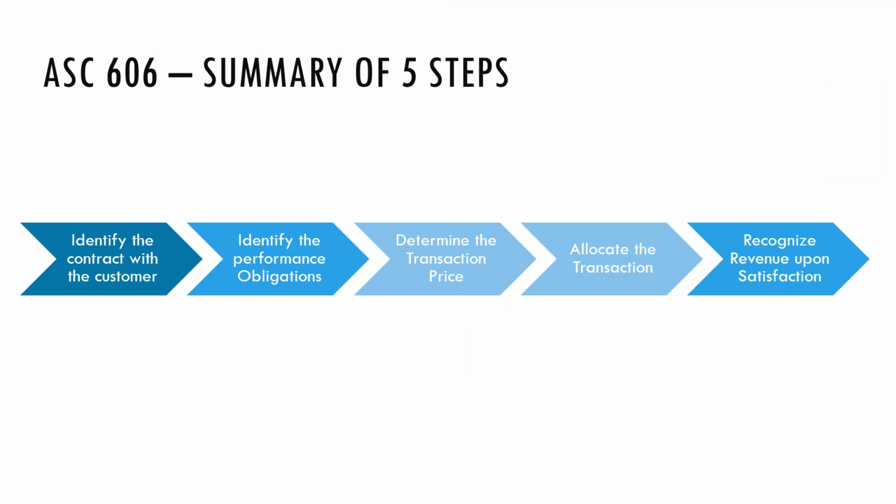So let's look at a summary of those 5 steps. As I mentioned, we're going to talk about the 5-step methodology. First of all, we need to identify the contract with the customer. Do we even have a contract? Let's talk about that. We're going to identify the performance obligations. We're going to determine the transaction price or the standalone selling price initially, then the transaction price of each of those performance obligations. Then we're going to allocate those transaction prices and then recognize the revenue upon satisfaction.